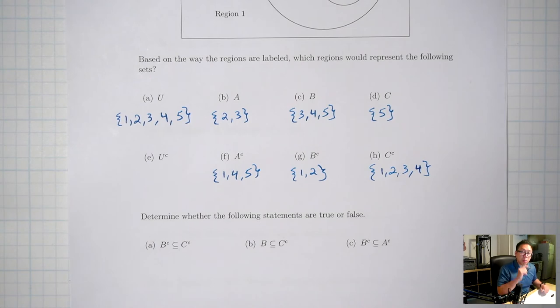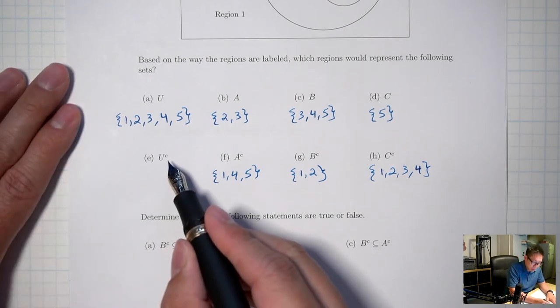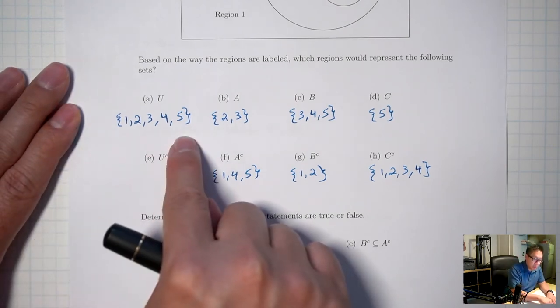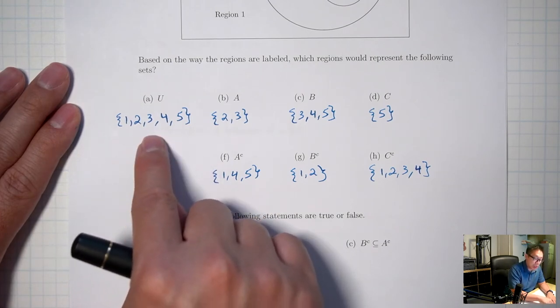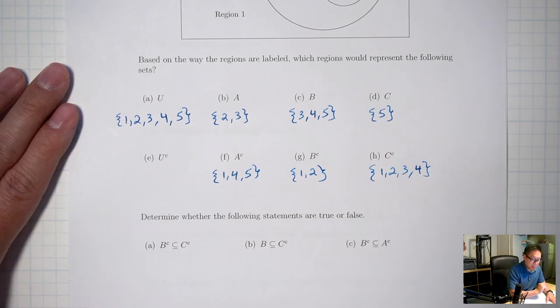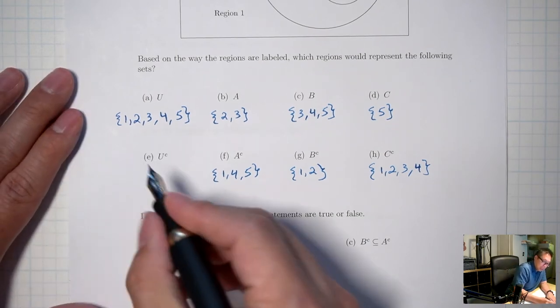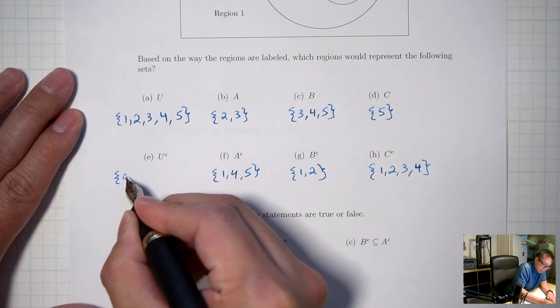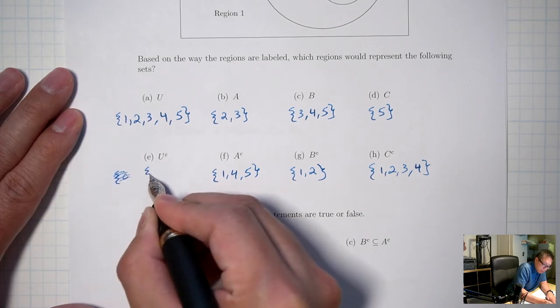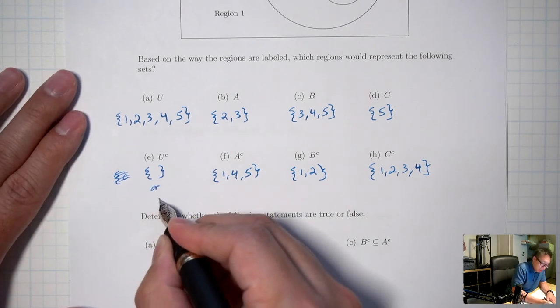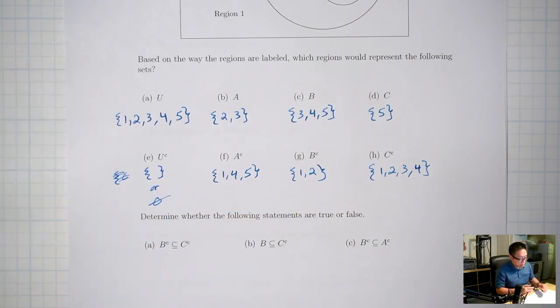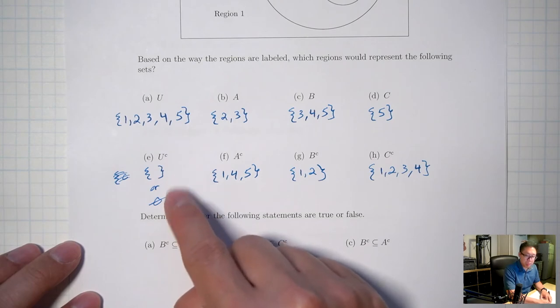And now let's go back to part E. So E is U complement, so that means go through your universal set and list out the ones that are not in U. So what's not in U? Well, nothing. Nothing is not in U. So this is going to be the empty set, a set that has nothing in it, or you can also use the symbol for empty set. So that's a tricky one. Don't worry about that one too much. But that's always true. The complement of the universal set is always going to be the empty set.